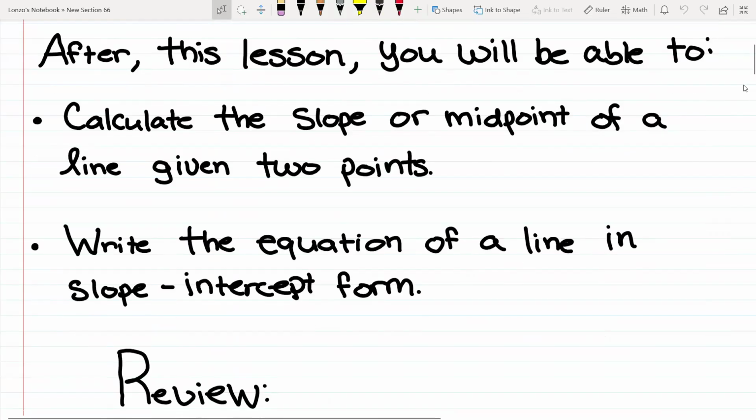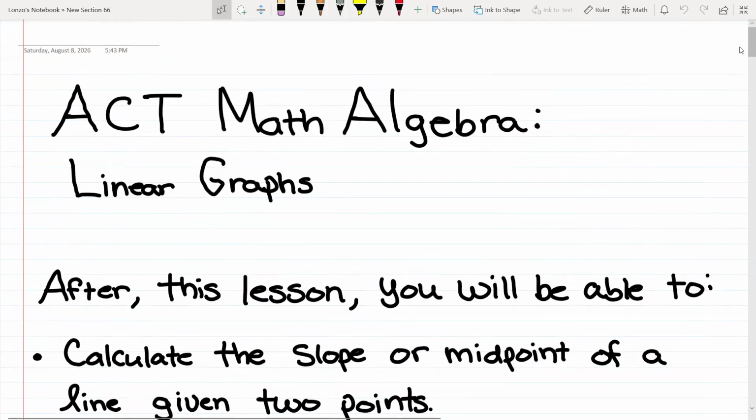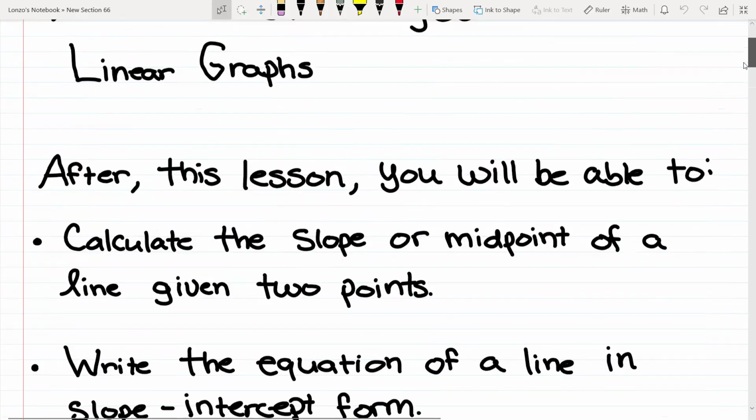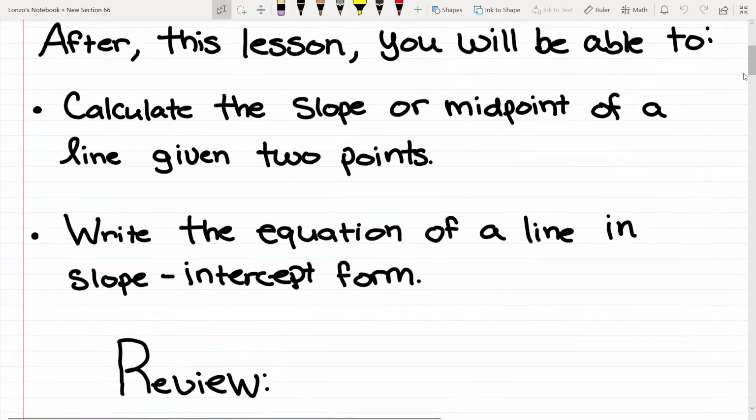Hello. In this video, I will do an ACT math algebra video regarding linear graphs. So yes, we are doing ACT math algebra and we are doing linear graphs. After this lesson, you'll be able to calculate the slope or midpoint of a line given 2 points, and also write the equation of a line in slope-intercept form.